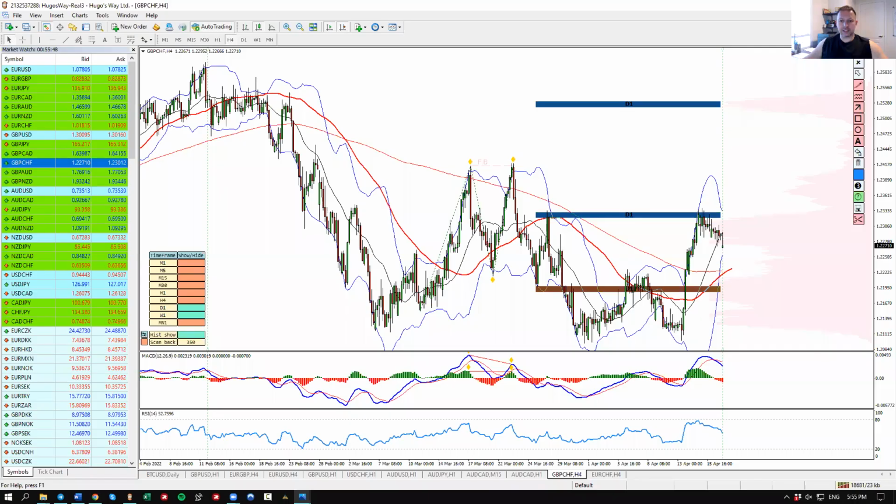So what is the idea of the volume profile, and what is the volume profile? Okay, before I start explaining that, some amazing news.